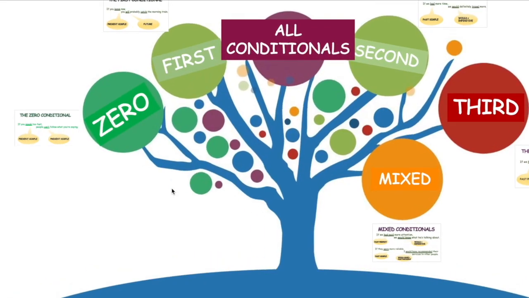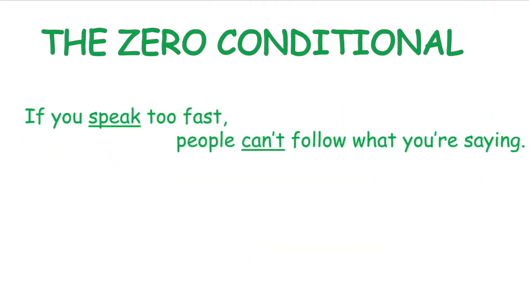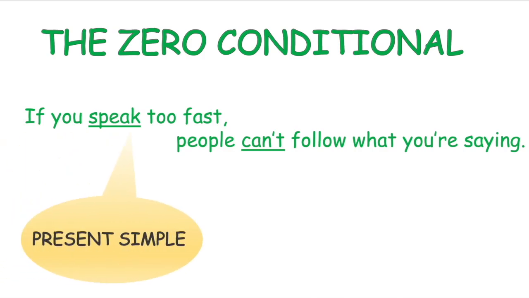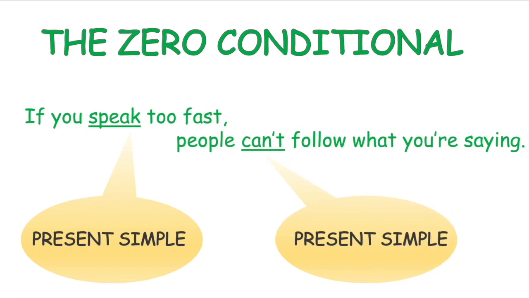Let's begin with the zero conditional. If you speak too fast, people can't follow what you're saying. We use present simple in the if clause and present simple in the main clause as well. We want to express the fact that these two facts are connected logically. The condition for people not to understand what you are saying is to speak too fast for them.